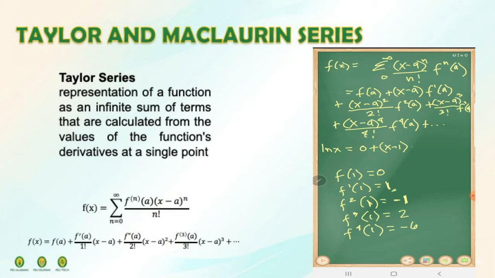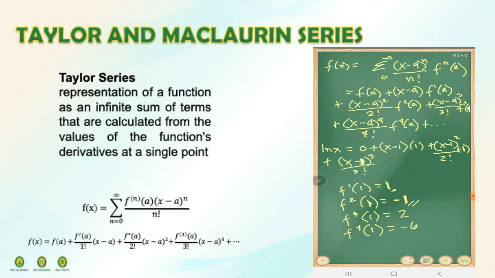What is f prime of 1? Multiplied by 1, plus (x minus a, where a is equal to 1) quantity to the second power over 2 factorial. f double prime of 1 is equal to negative 1, plus (x minus 1) raised to the third power over 3 factorial.